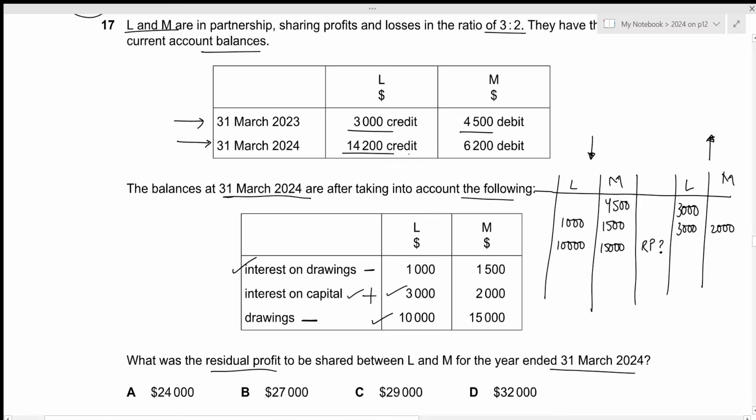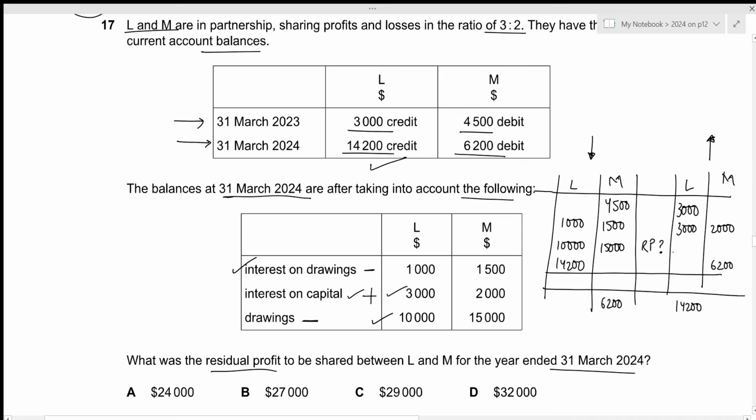And in this case, the credit just means that it is a positive balance. So this is something that he has to receive. So the closing balance will be shown on the debit side, because this credit will be after it has been taken to the opposite side for the next period. So we have 14,200 on the credit, but this will act as the balance CD on the debit side. Then for M as well, we have 6,200 debit, but this will go on the credit side as the closing balance.